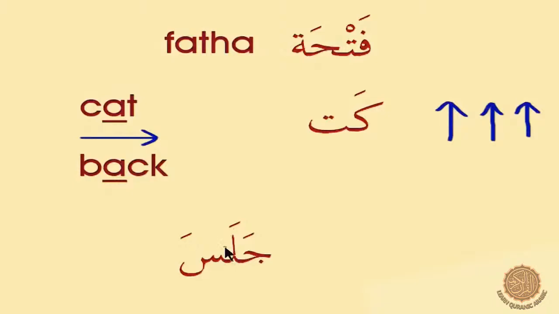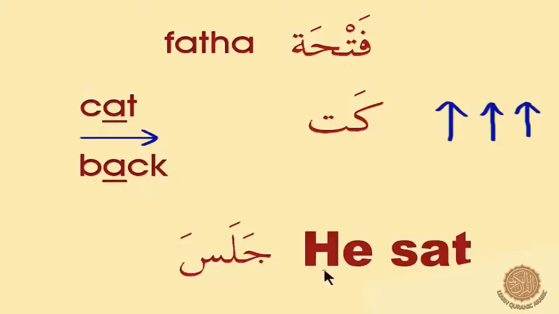Then we have the lam here. It's equivalent to the letter L in English, like the word look. To pronounce the lam with the fatha, it's la. So Ja, la. And then finally we have the sin. That's equivalent to the S sound in English. So this will be sa. So ja, la, sa. Jalasa. So jalasa means he sat.